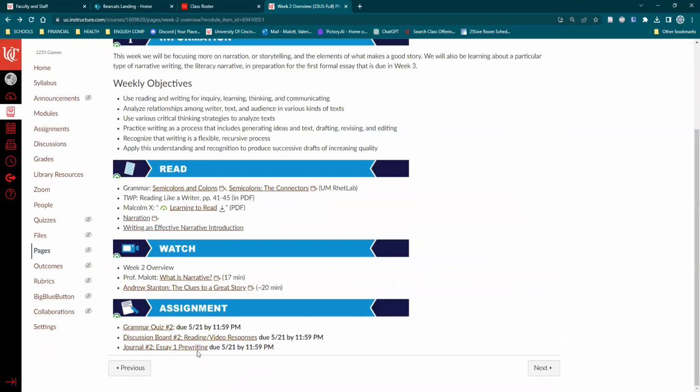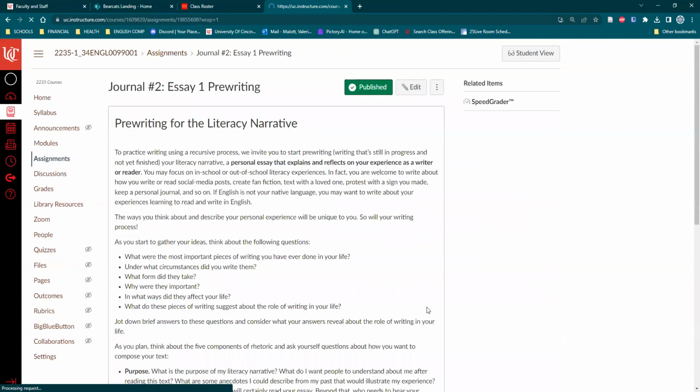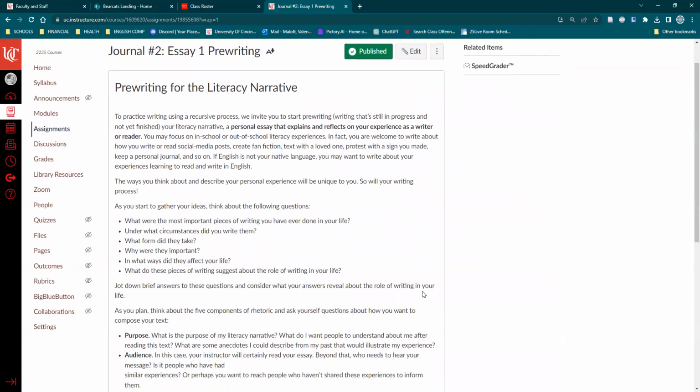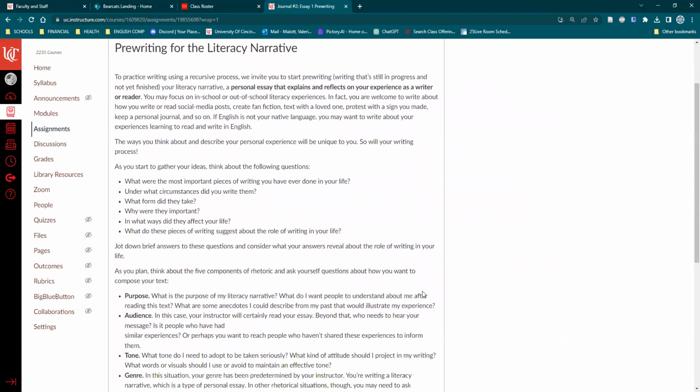And then lastly, we have journal number 2, which is pre-writing or brainstorming for essay number 1. I'm opening that up for you, pre-writing for the literacy narrative. So remember that this narrative is a personal essay that explains and reflects on your experience as a writer or reader. You can focus on in-school or out-of-school literacy experiences.